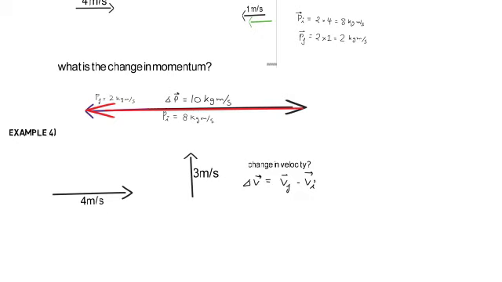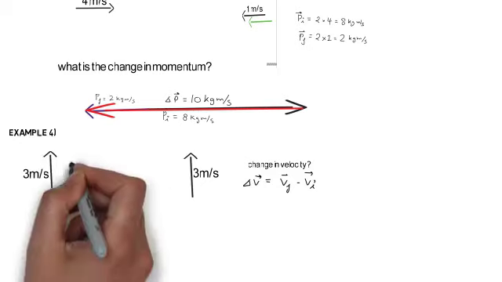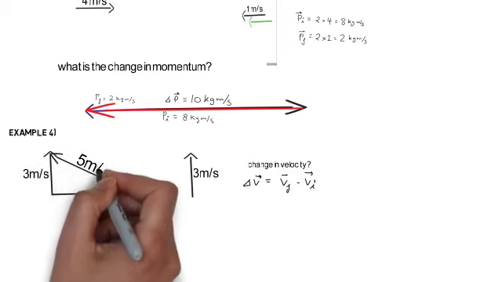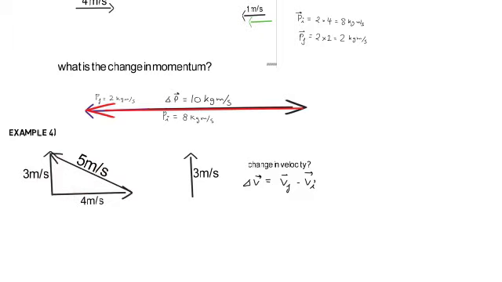And how do we subtract two vectors? Here we have to find Vf vector minus Vi vector. We place the tails of the two vectors together and find the third side of the triangle from the head of Vi to the head of Vf. Thus, placing the two tails together by shifting the 3 meter per second vector, the change in velocity delta V vector will be given by the third side of the triangle. The magnitude of this vector will be equal to 5 meter per second. Thus the change in velocity is actually 5 meter per second.